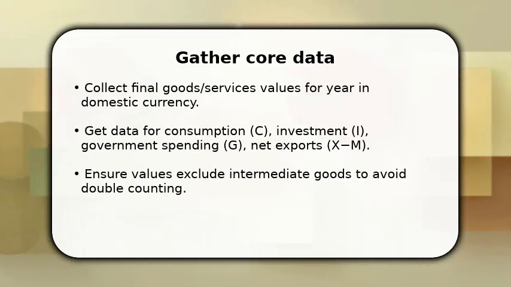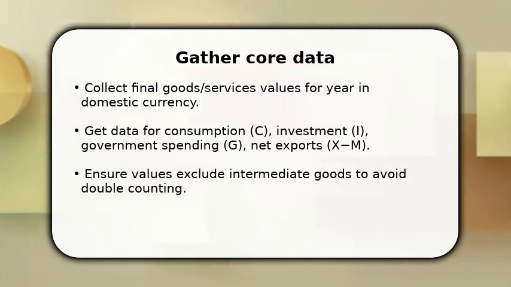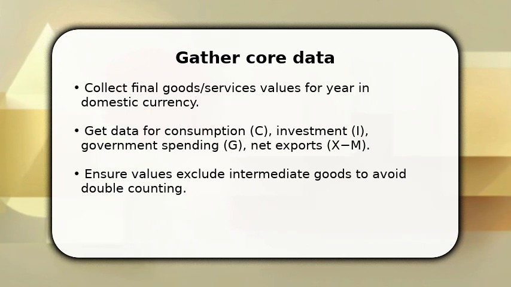You start by gathering the essential numbers: totals for consumption, investment, government spending, exports, and imports. Once you have national accounts or classroom data, make sure they represent final goods and services only. This prevents double counting. Write values in the same currency and year. If needed, convert using the given exchange rate.